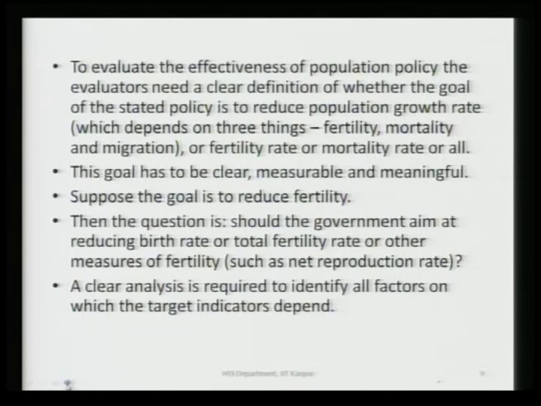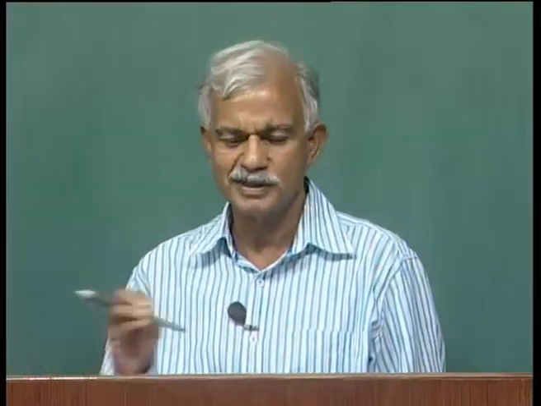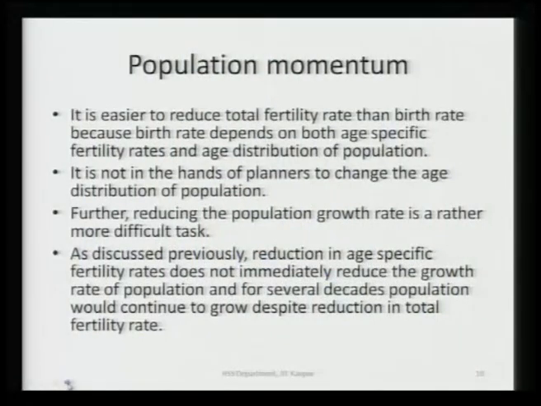Birth rate depends on age distribution. Net reproduction rate does not depend on age distribution. So, along with specifying the targets of the policy, there is also a need to identify all those social, economic, demographic factors on which your indicators depend. Like birth rate will also depend on population momentum. It is easier to reduce total fertility than birth rate, because birth rate depends on both age specific fertility rates and age distribution of population. It is not in the hands of planners to change the age distribution of population.